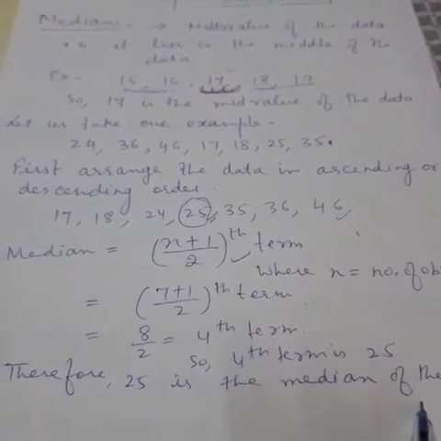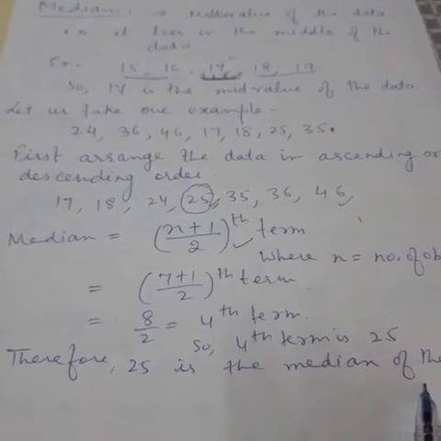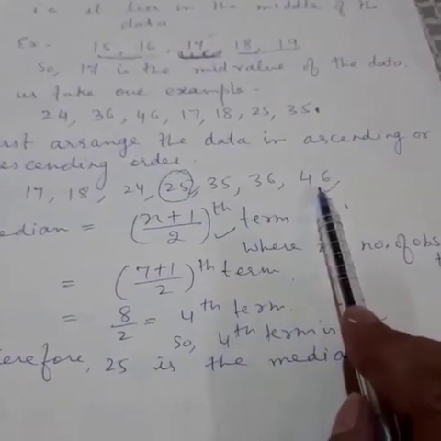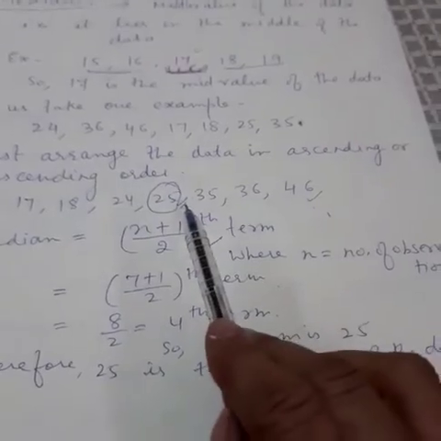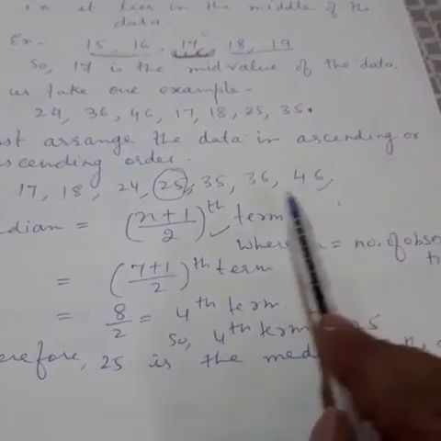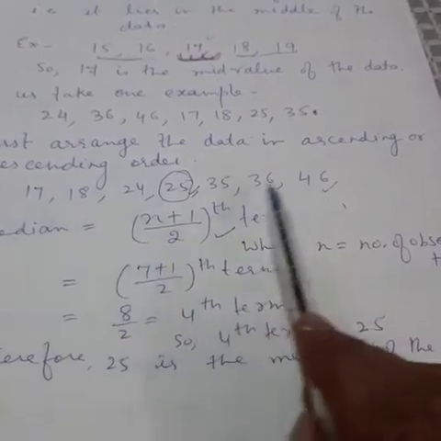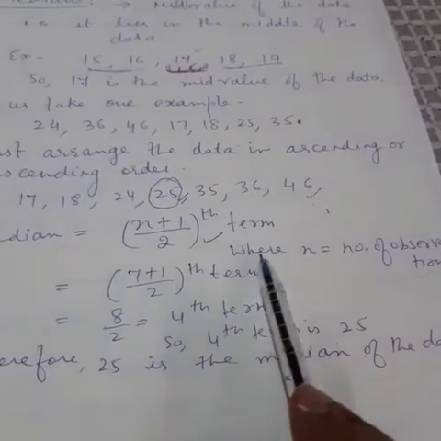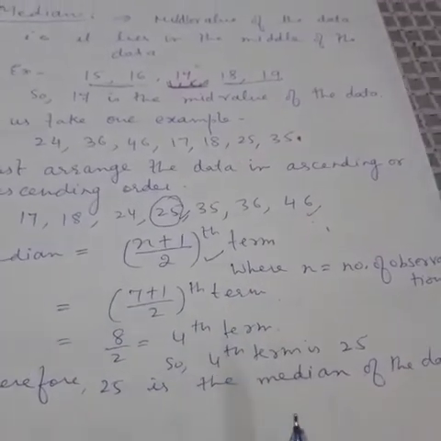So this is the way to find the median of the data when the number of observations is odd. That means 3 observations, 5 observations, 7 observations and 9 observations. When the number of observations is odd, this is the way to find the median of the data, children.